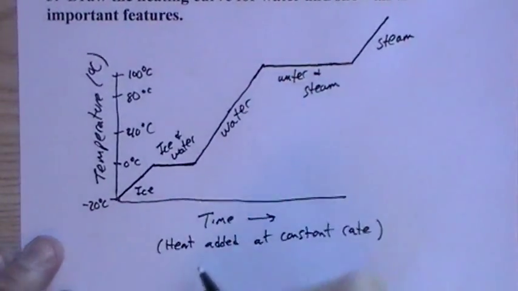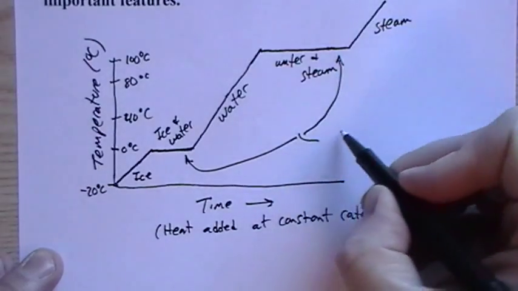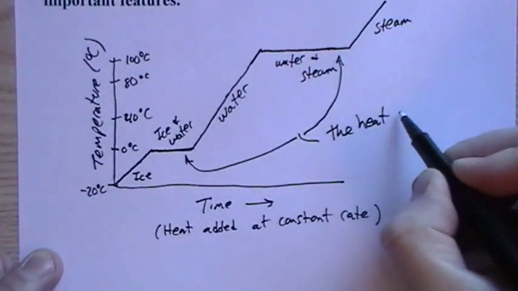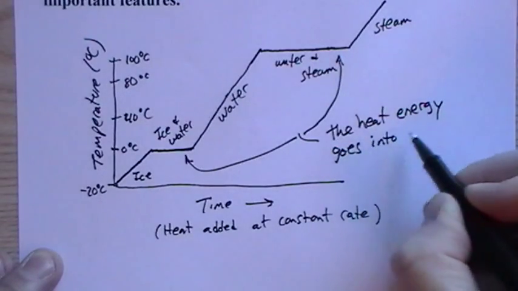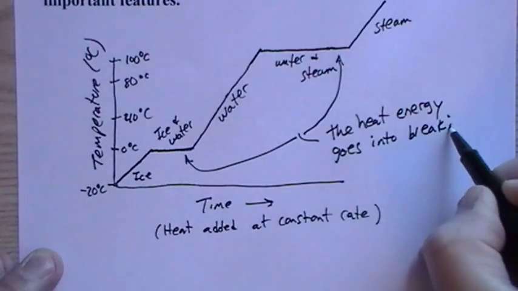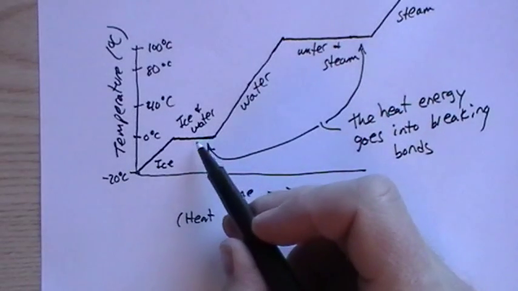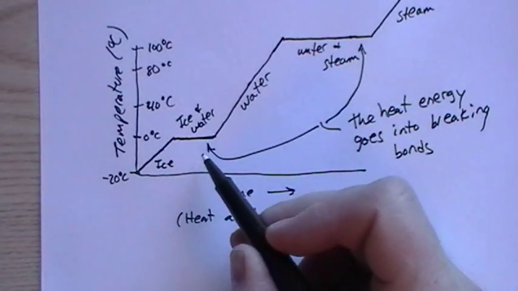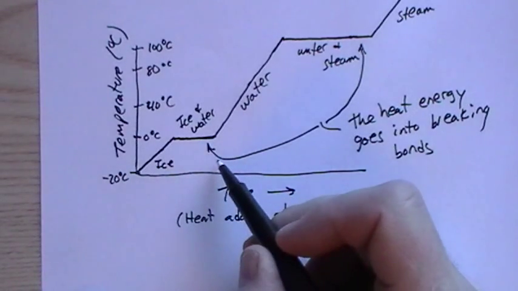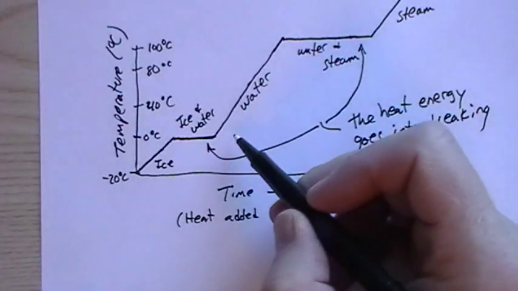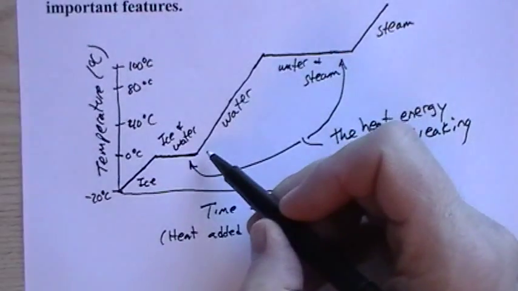So at the plateaus, here and here, the heat energy goes into breaking bonds. When it's ice, it's a solid, so we're breaking the lattice, the energy that holds that lattice together, and then it's loosely held together by hydrogen bonds after that, and dipole bonds that we'll talk about later, as water.